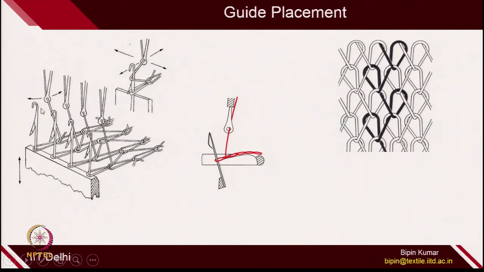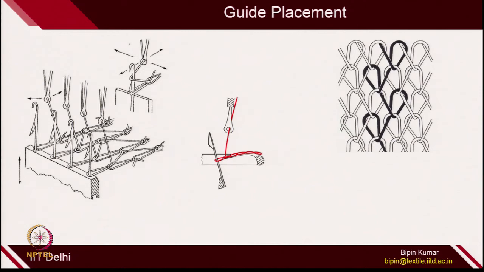On the machine, the placement of the guide is extremely important, because whenever you start making fabric, you need to first define which guide will be associated to which needle in the first course and how the movement of each guide will be, so that in the second course, you know which guide will be changing location to which needle. So, definitely needle and guide interactions you have to carefully analyze.